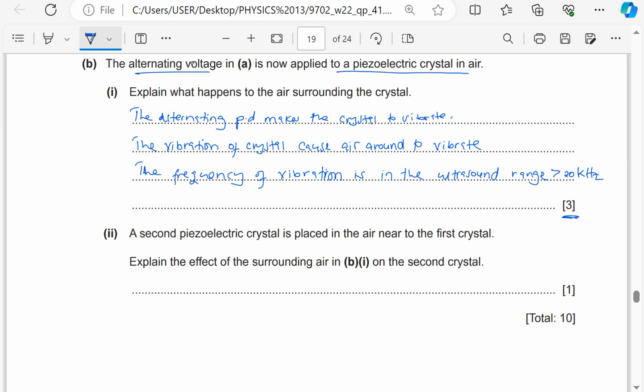Then a second piezoelectric crystal is placed in the air near to the first crystal. Explain the effect of the surrounding air in B on the second crystal. So it means, remember this, the surrounding air is already vibrating. So the air is going to again make the second crystal vibrate. So the air makes the second crystal vibrate.